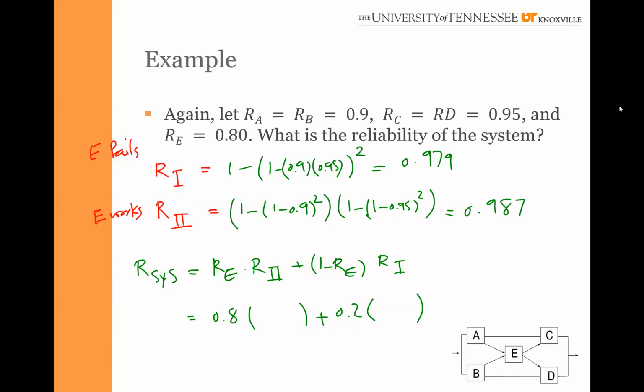0.987. Okay, that sounds good. All right, and then we put it back together, right? This is 0.979, 0.987, and we get the exact same number as total enumeration. You're just doing it slightly smarter.